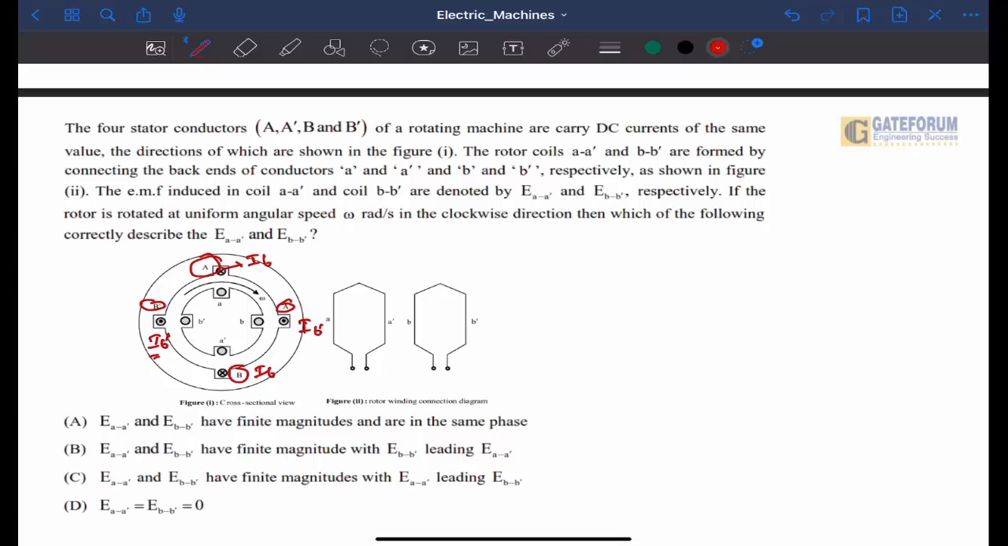The rotor coils AA dash and BB dash are formed by connecting the back ends of conductors A and A dash, and B and B dash respectively. So they have created one coil by using A and A dash conductor, B and B dash conductor.